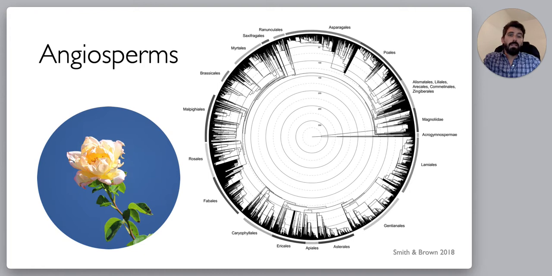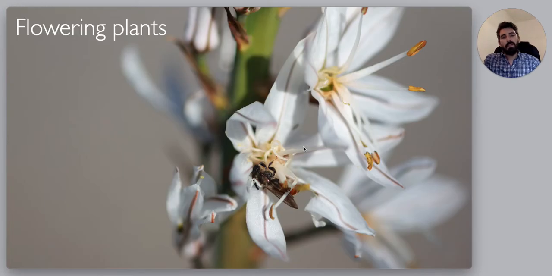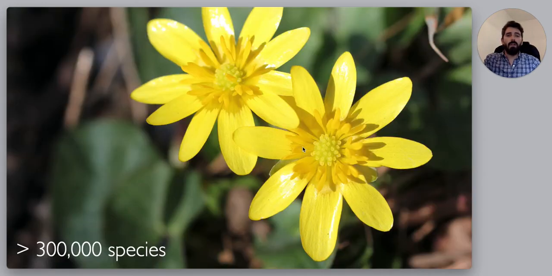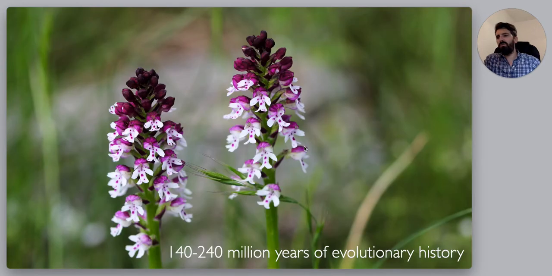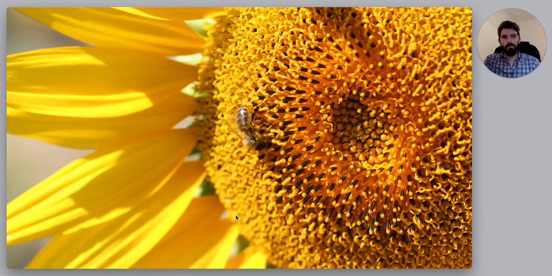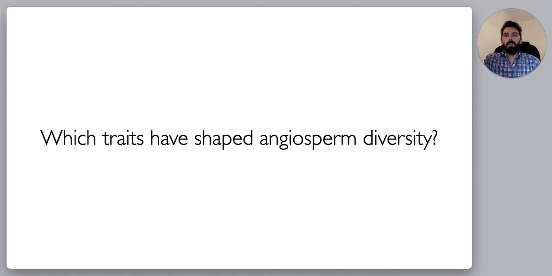Today I'm going to address these questions and themes in the context of angiosperms, a large group also known as the flowering plants, that contains more than 300,000 species and encompasses 140 to 240 million years of evolutionary history. Humans have a close relationship to angiosperms, for example their importance in agriculture, so understanding their evolution is paramount. The principal question we wanted to ask was, which traits have shaped angiosperm diversity?